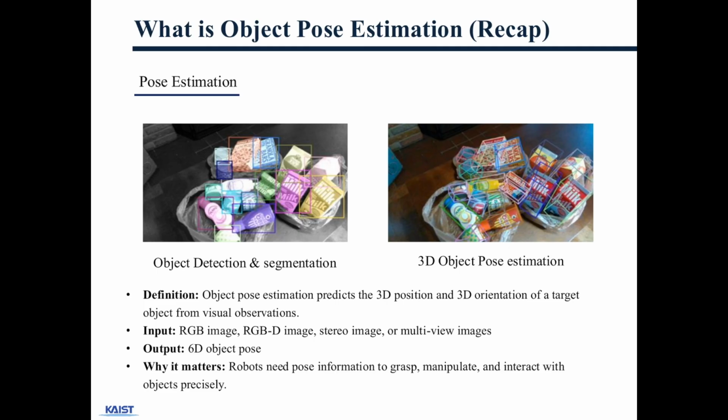So far, we have discussed object detection and segmentation, which operate in a 2D image space. But as you know, our robots live and operate in a 3D physical world. Drawing a bounding box around a carton of milk is great for knowing what is in front of you, but is it enough to actually pick it up?